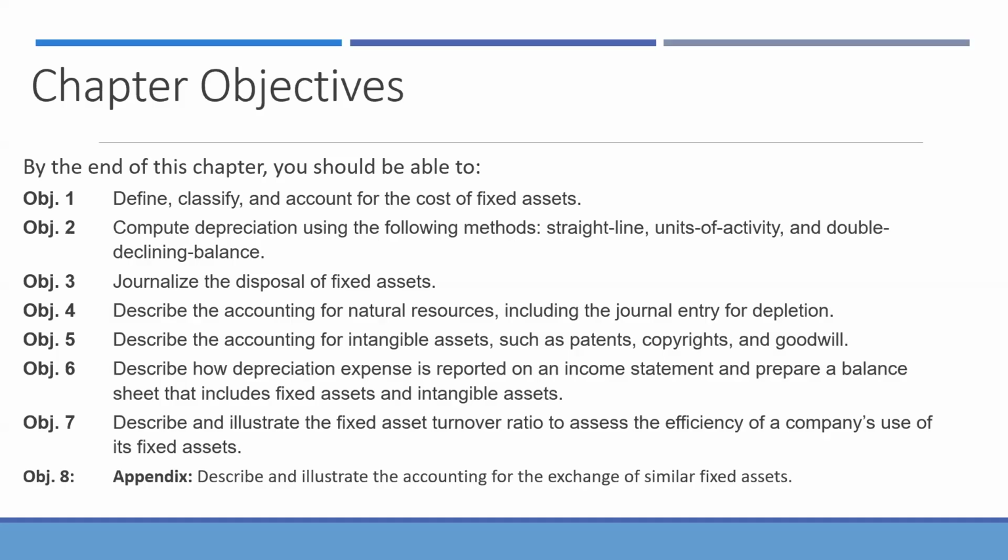And then all the necessary journal entries needed, including depletion of natural resources, think timber, oil fields, that kind of thing. And also intangibles like patents, copyrights, and goodwill, which is called amortization. And also illustrating the fixed asset turnover ratio to show the efficiency of the company's use of fixed assets. And then some presentation things on the balance sheet.